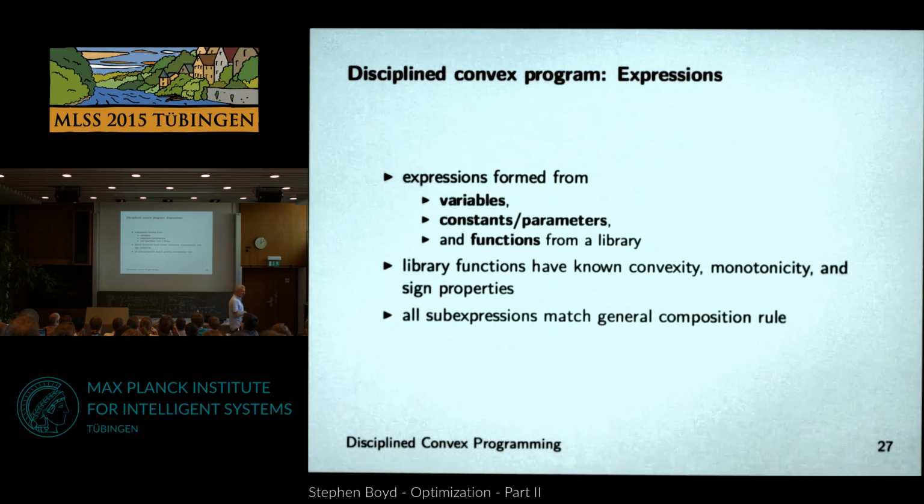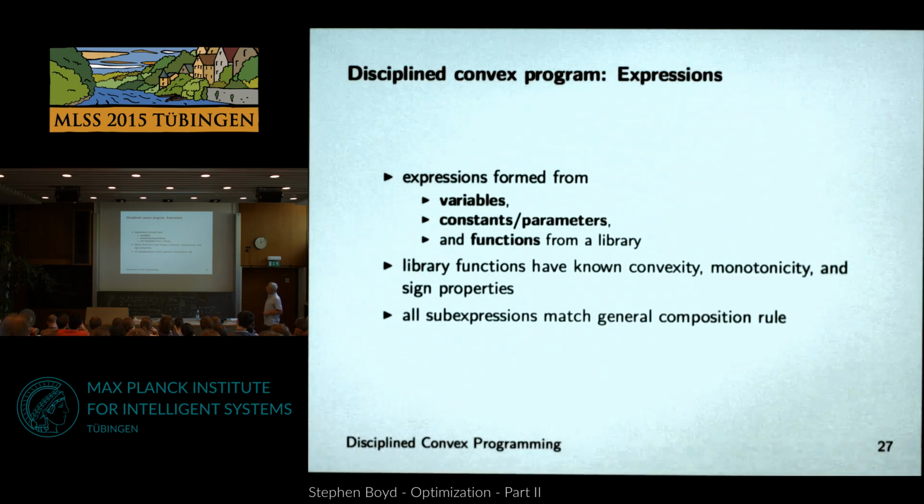So what are expressions? Well, these are formed from variables, constants and parameters, and functions from a library. That was the initialization of the recursion. The library functions, you have to give the known curvature, so convex, concave, affine. You have to give monotonicity, if there is any, in each argument. And sign properties, right? That's pretty simple. I mean, it's not that simple, but it's close enough. It's just sign arithmetic. It's very simple.